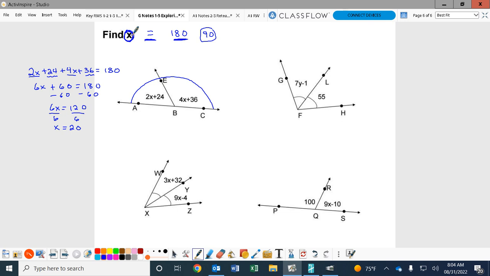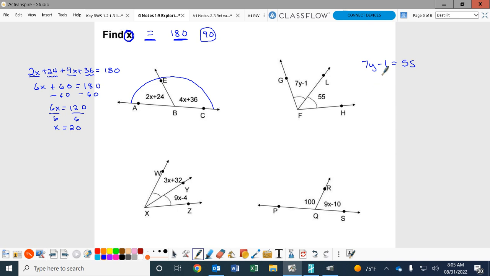Okay, on the next one, our only two choices are they're equal or they add up to 180. What would it be for this? They're equal. Because this is a bisector and these two are marked congruent, you would just set 7y minus 1 equal to 55. These are the only two choices. Equal or 180. You could do 90 if they gave you one. There's just not one on this set.